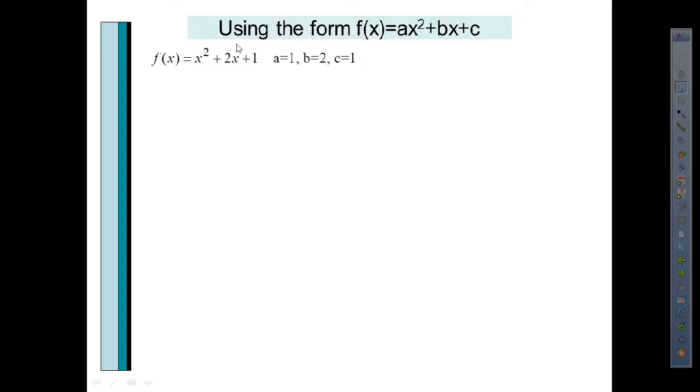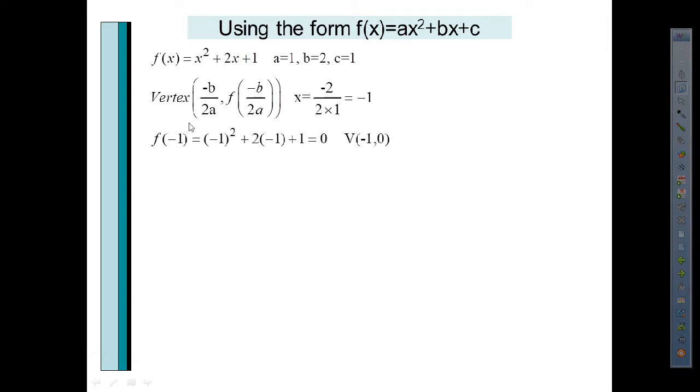All right, so using the form f of x equals ax squared plus bx plus c, if we've got this equation right here, we know that a is 1, b is 2, and c is 1. So we're going to find what the vertex is. So we get negative b over 2a, comma, f of negative b over 2a. We'll first of all find out what x is. So we're plugging all the parts into this right here. This is negative b over 2a. So negative b is going to be negative 2. And then we have 2 times a, and a is 1. So we end up with negative 2 over 2, which is negative 1.